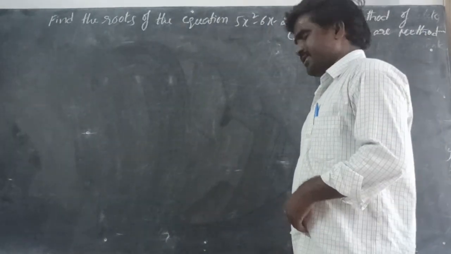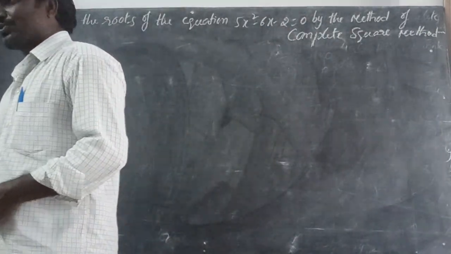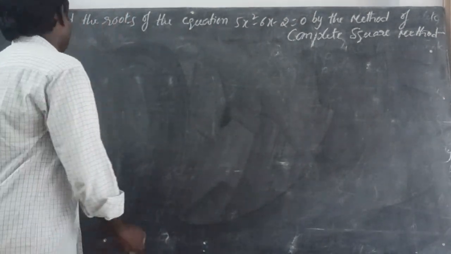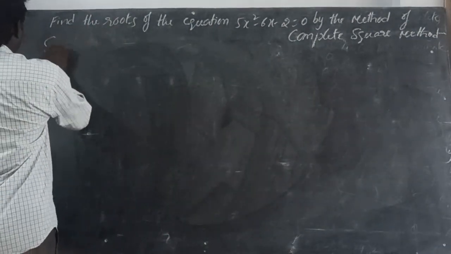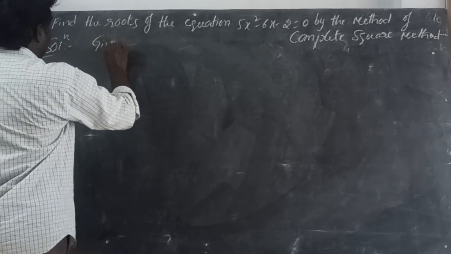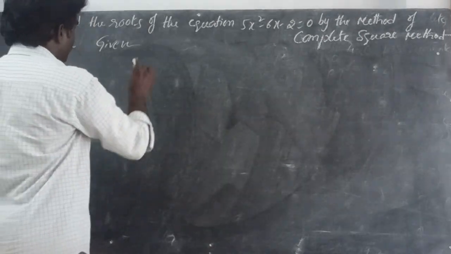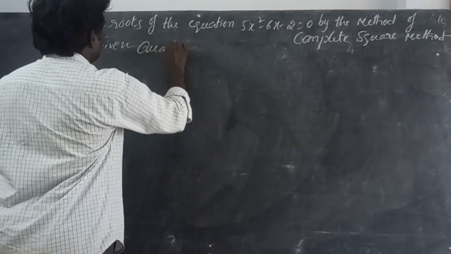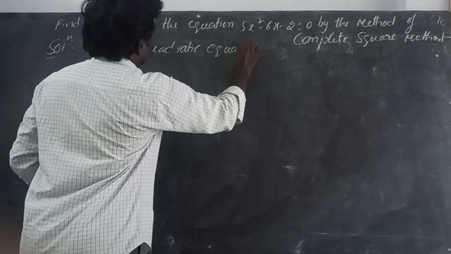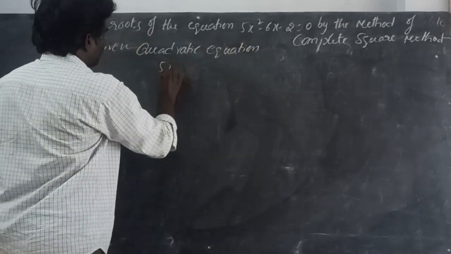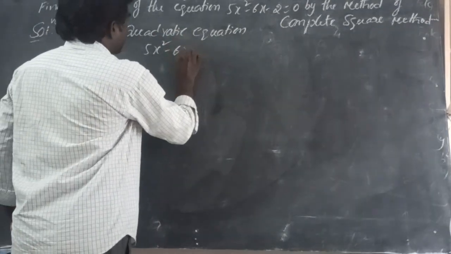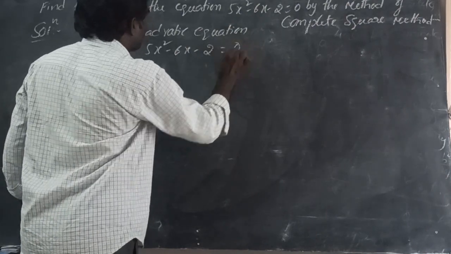Find the roots by using the complete square method. Okay, by the complete square method. First, the given quadratic equation. What is the given quadratic equation? 5x square minus 6x minus 2 is equal to 0.